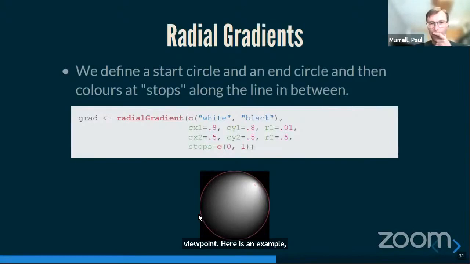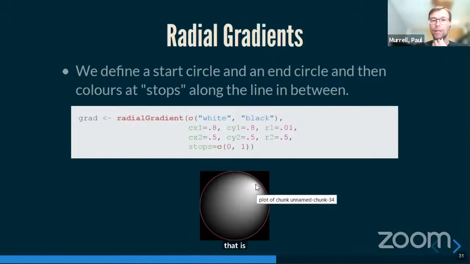The radial gradients are defined in terms of two circles rather than two endpoints. In this case, I'm starting with a circle up the top there. It's a little weeny circle. So the top right, 0.8, 0.8 across the region I'm filling. It's got a very small radius, so it's a tiny little circle. And then the end circle for the gradient is centered at the center of the region, and its radius is half, so it's basically the size of the region.